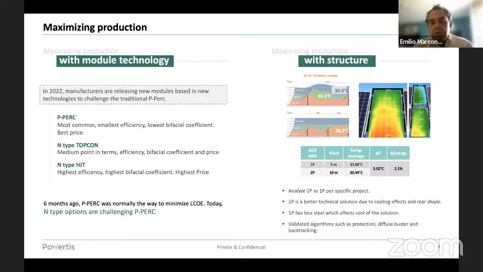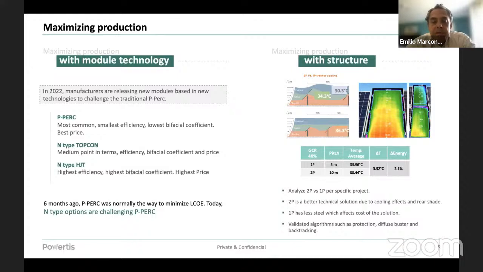The problem with 2P right now is that, of course, it has more steel, and now steel is extremely expensive. So that's why I was saying it's worth it to analyze both projects and see what tracker will fit better for a specific project. Of course, in both cases, 2P or 1P, they must, and Mireia will speak later about this, have validated algorithms.